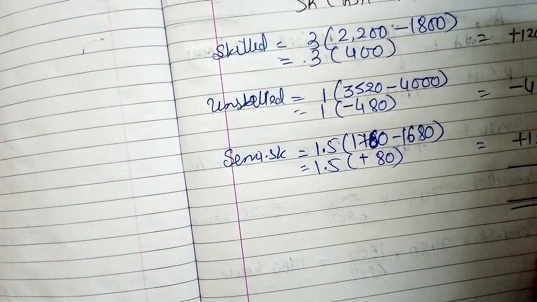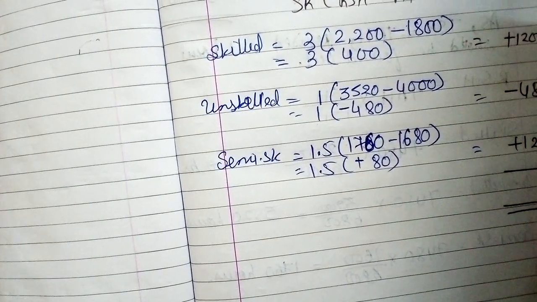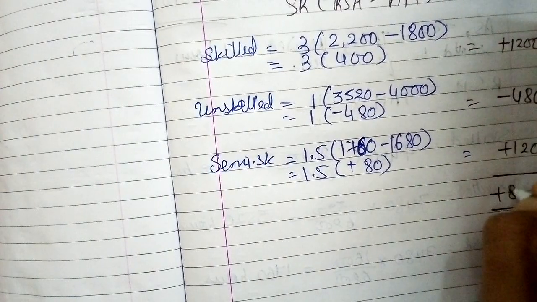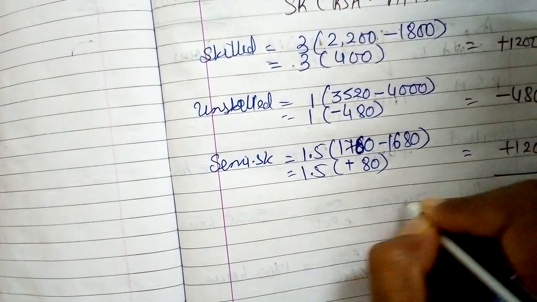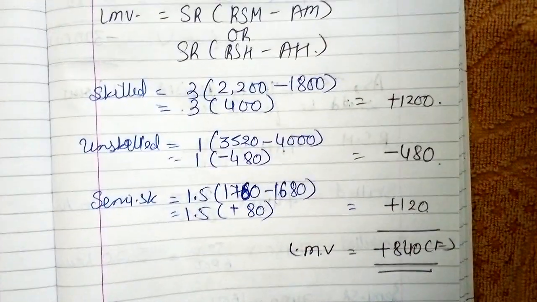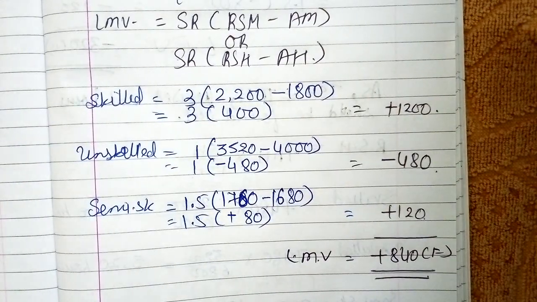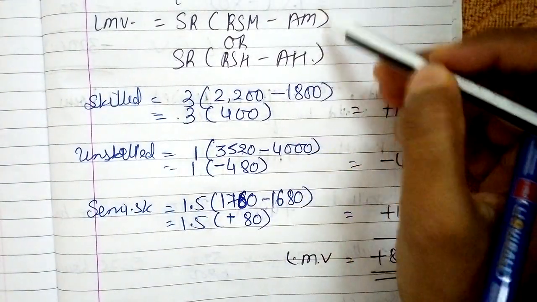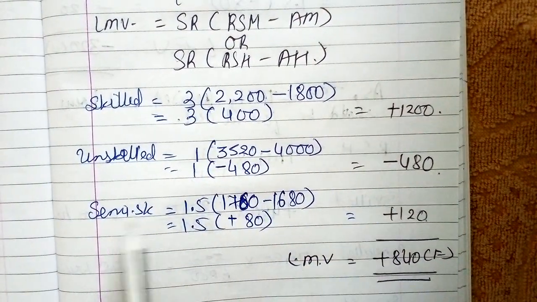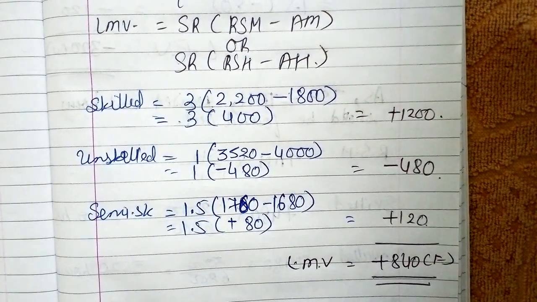So answer of my labor mix variance will be plus 1200 plus 120 minus 480. So that will be positive 840 favorable. So this is the calculation and the answer of my labor mix variance. Alright, you can have a look at it once again. Labor mix variance formula, calculation for skilled workers, unskilled workers and semi-skilled workers, right? So this is your labor mix variance.